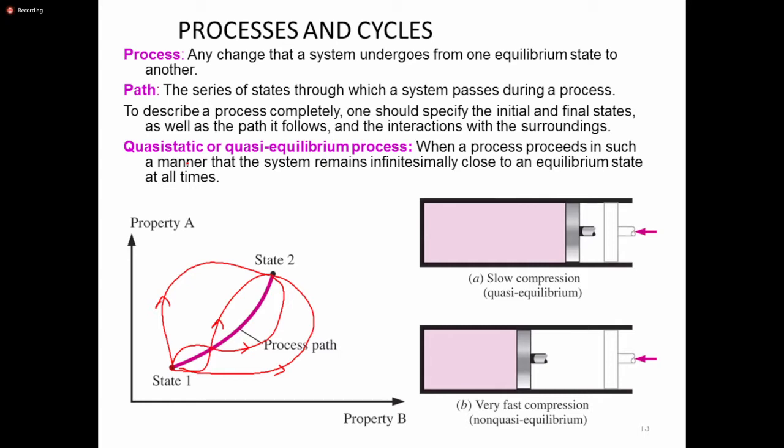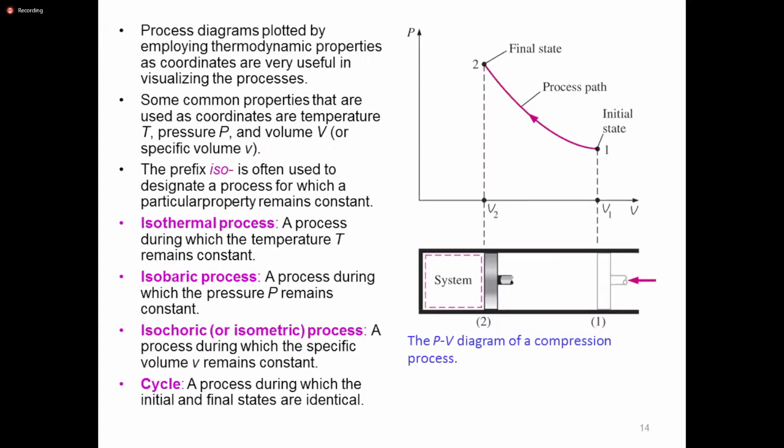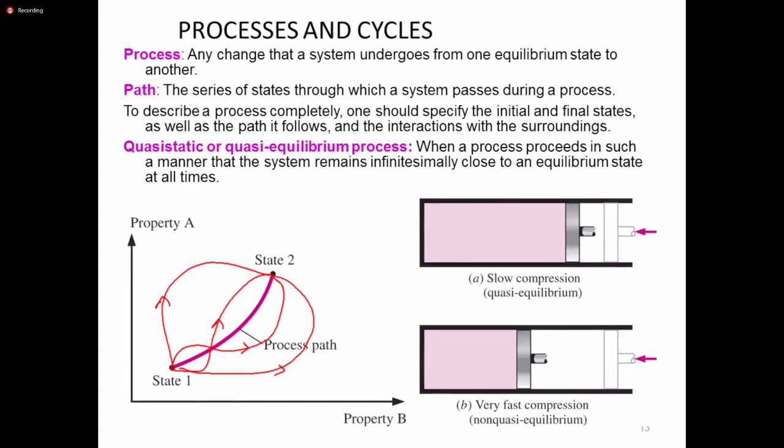Obviously, if an infinite time period is involved, then the process needs to move very slowly from one state point to the other state point. If such a process happens, and you are able to achieve equilibrium at each and every state, then that type of process we categorize as a quasi-static or quasi-equilibrium process.